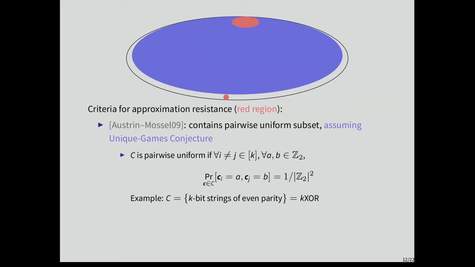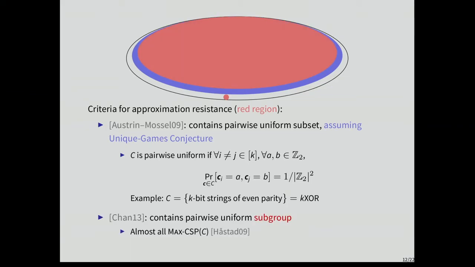It doesn't even have to be a subset. That's also true. Yeah, I am lying here because Austrian and Moser result is more general than what is stated here. Yes. Thank you.